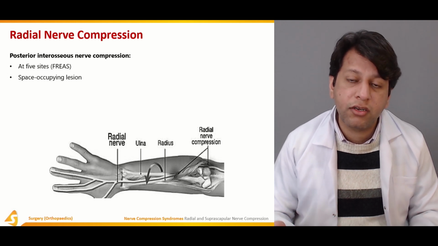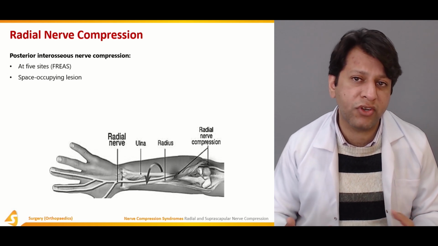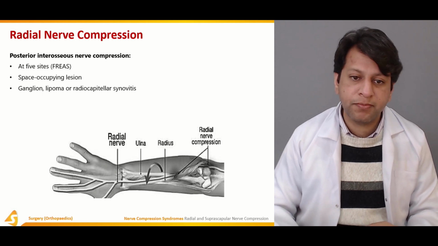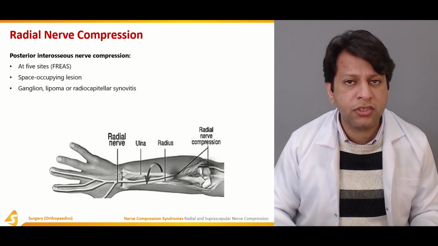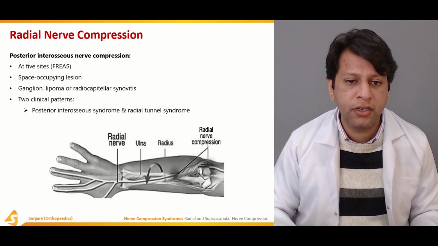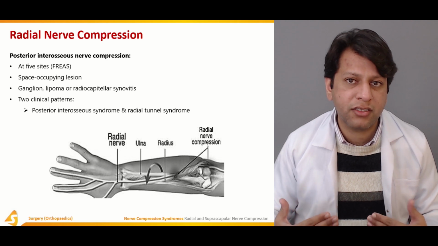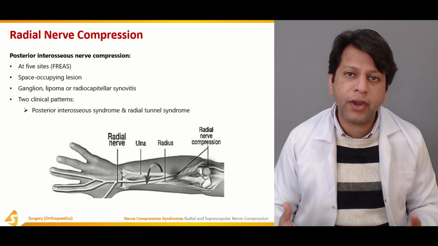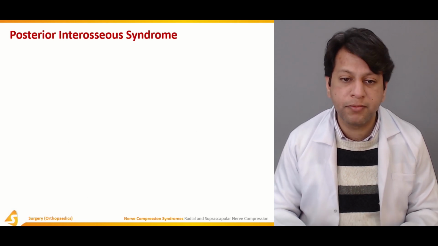There could be other causes as well. It could be a space occupying lesion at the elbow, some kind of tumor, a hematoma which can compress the posterior interosseous nerve, a ganglion, a lipoma, or even radiocapitellar synovitis, all of which can lead to pain. Two clinical patterns are actually noted: posterior interosseous nerve syndrome and radial tunnel syndrome. The symptoms overlap, and the only variation is where the nerve gets compressed.